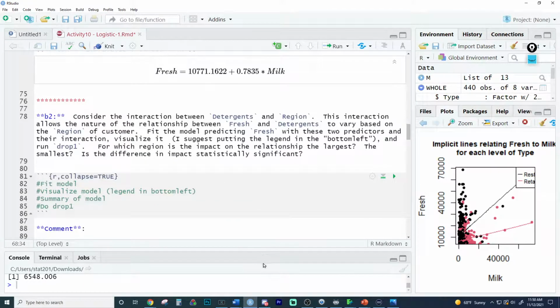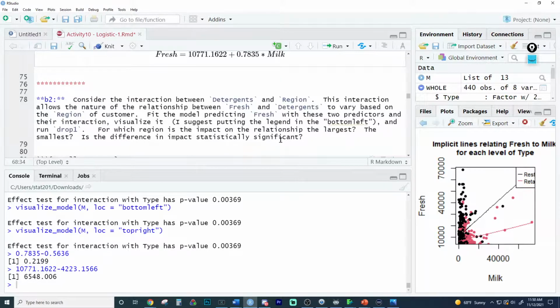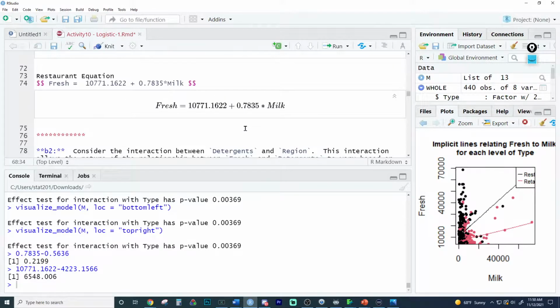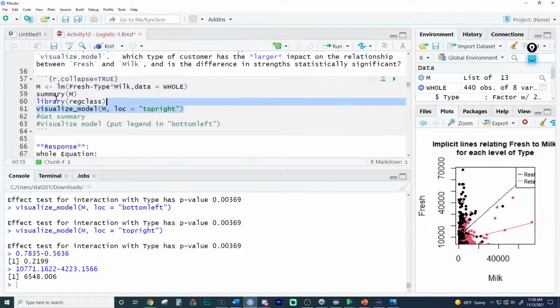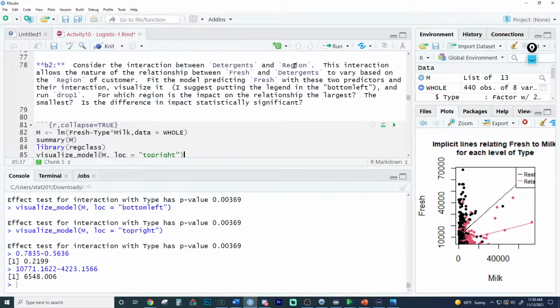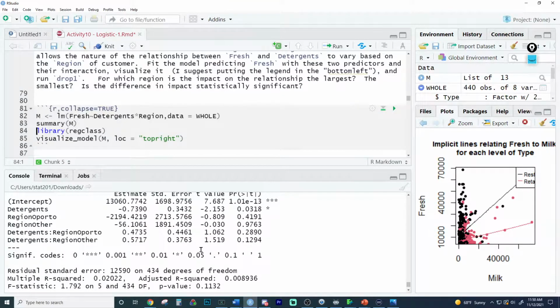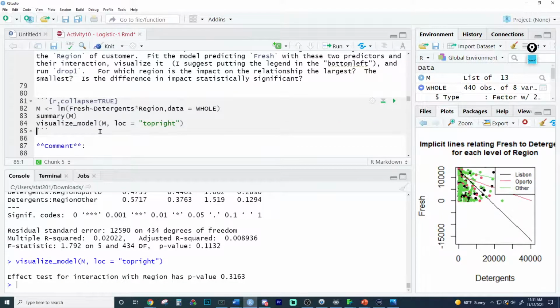So consider detergents and region in interaction. This interaction allows the nature of the relationship between fresh and detergents to be based on region. Yep. And so let's do the same thing. Copy paste is your best friend, because we're going to go grab the copy paste right here and we're going to do the drop 1 because region has in it multiple levels. So now let's go right here, run our model, and you'll notice that we have right here interactions. Let's visualize it. We will get 3 lines with 3 separate slopes.